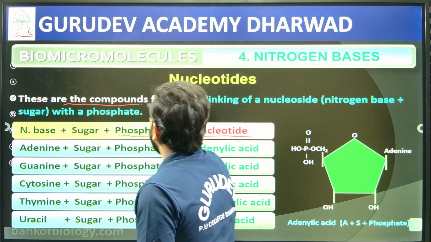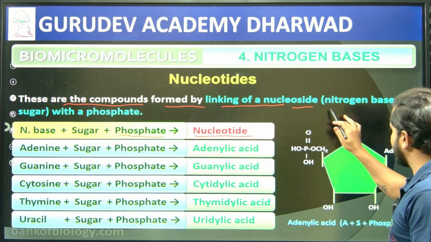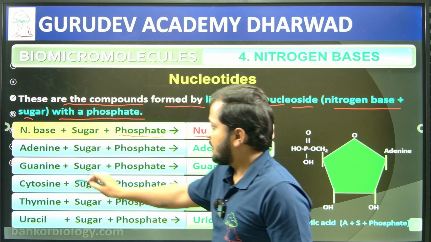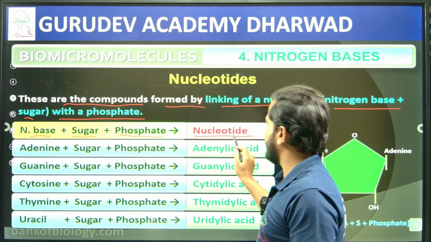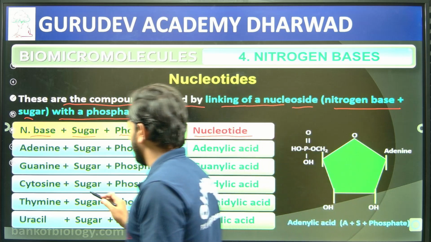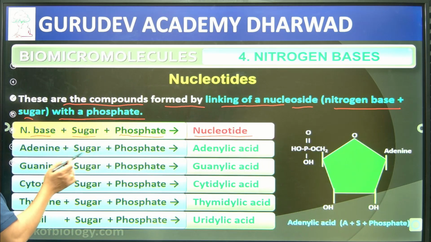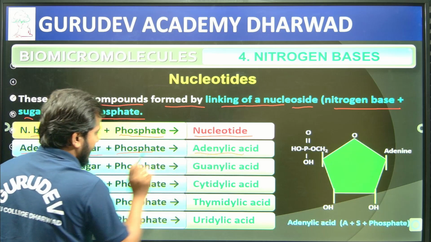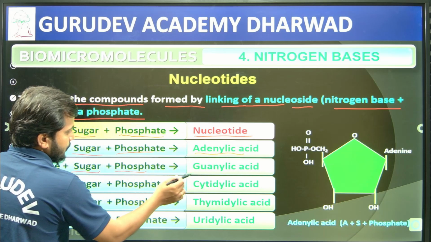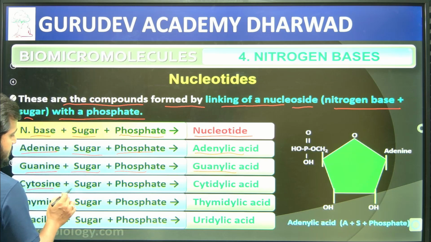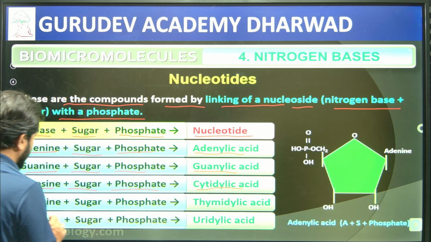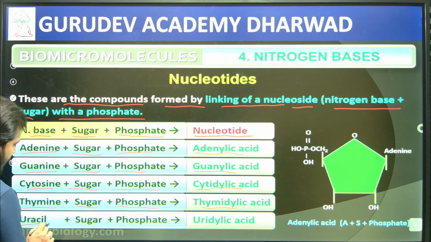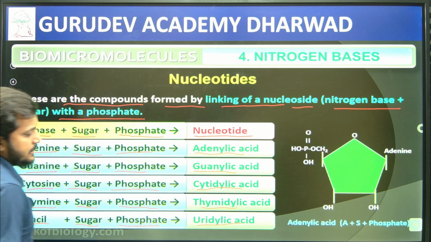So these are the compounds formed by linking of nucleoside, that is nitrogen base plus sugar, with phosphate. So nitrogen base plus sugar plus phosphate forms a nucleotide. Consider it is related with respect to DNA or RNA even. Adenine plus sugar plus phosphate forms adenylic acid. Guanine plus sugar plus phosphate forms guanylic acid. Cytosine plus sugar plus phosphate forms cytidylic acid. And thymine plus sugar plus phosphate forms thymidylic acid. Uracil, sugar plus phosphate, what it majorly forms?